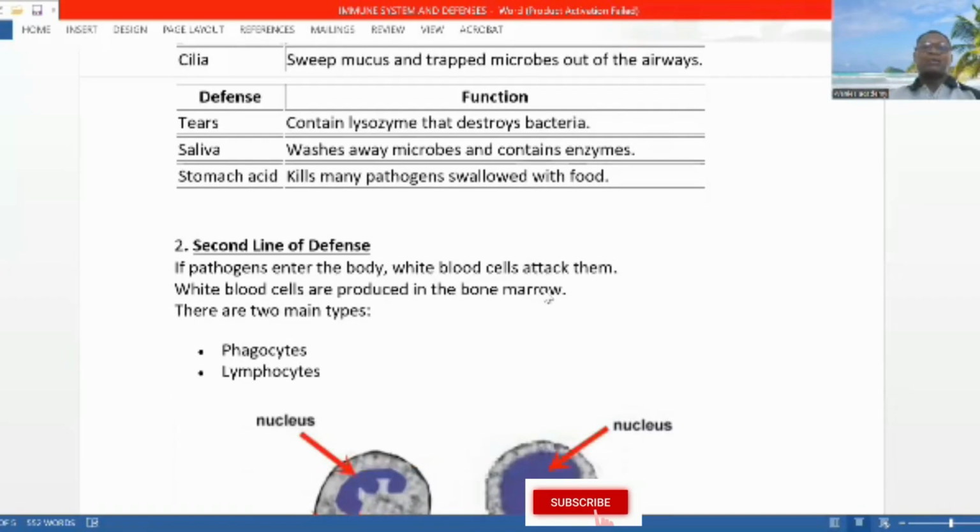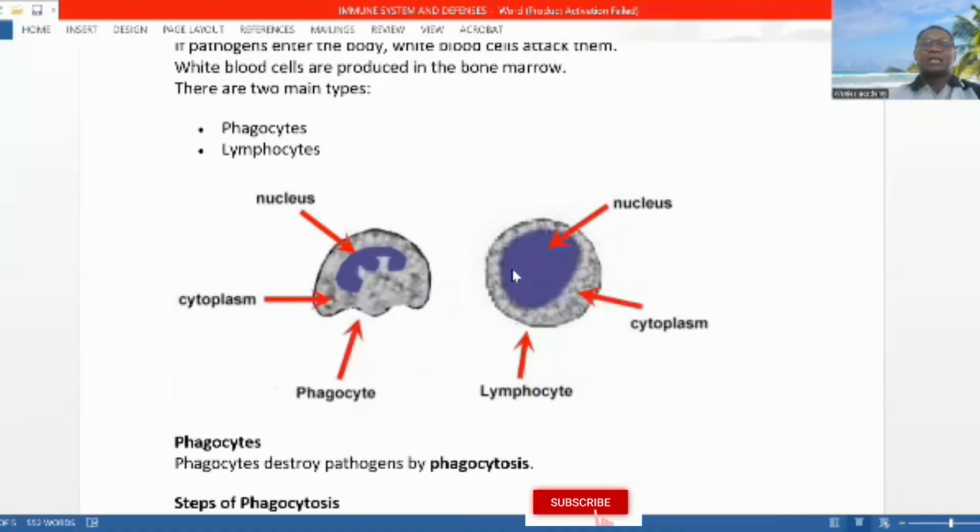Now, the second line of defense occurs when the microbe has entered the body of the organism, of the individual. So the second line of defense is carried out by the white blood cells. The white blood cells are produced in the bone marrow. All blood cells are produced in the bone marrow. Now we have two major white blood cells. We have the phagocytes and lymphocytes, as seen in the diagram.